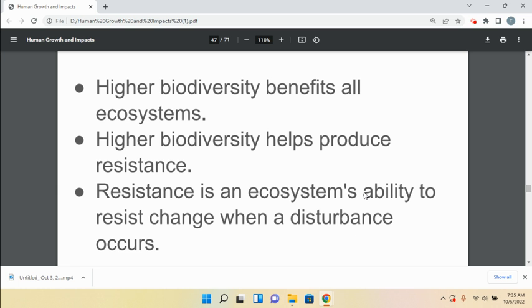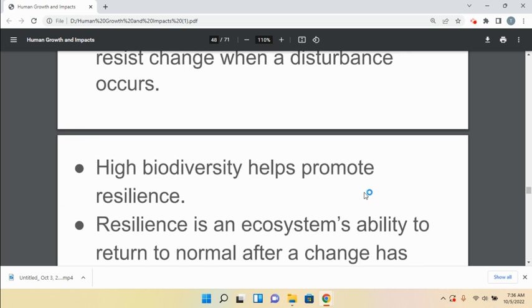There are benefits to the ecosystem itself from having high biodiversity. High biodiversity, as we alluded to before, is the key to resistance and resilience. Resistance, again, is an ecosystem's ability to resist a change when a disturbance occurs. So the disturbance happens, but the ecosystem stays the same. That's high resistance. You need good biodiversity to have high resistance.